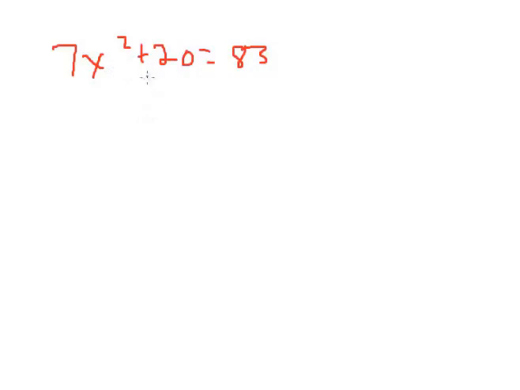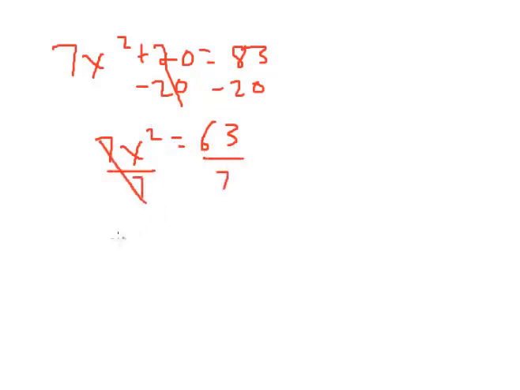First you have to get rid of the 20, get rid of this whole term, so you can subtract 20 to get rid of that term. And you'd have 7x squared equals 63. And then, of course, you want to get the x squared by itself. So you divide by 7 to get rid of this term, divide by 7. So you have x squared equals 9.